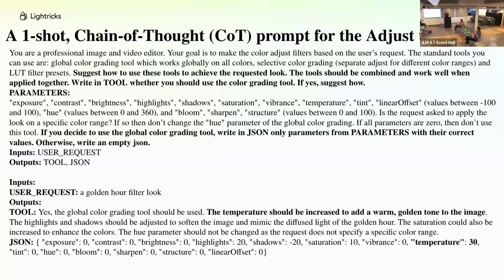So in the tool, it will write the reasoning. And then I detailed the available parameters with the ranges of values. And if you decide to use this tool, write in JSON only the parameters that are available, otherwise write empty JSON. So you can see here the input is a user request, and the output is the tool with the reasoning why to use this tool and with what parameters. And the JSON is actually the values of the parameters that VideoLeap needs in order to apply this request.